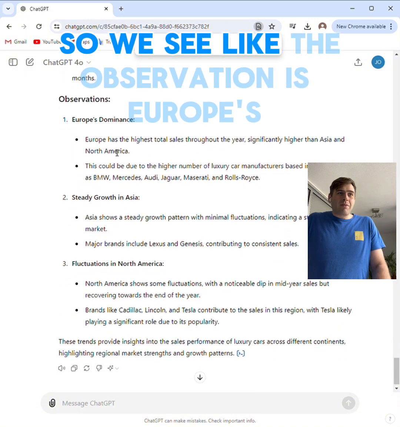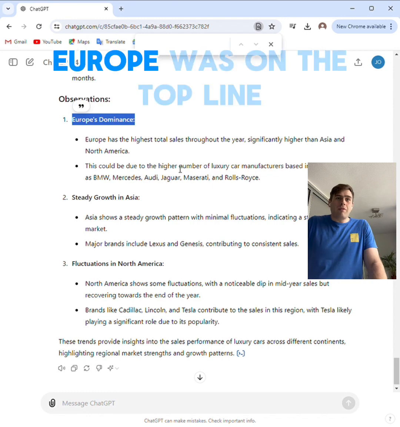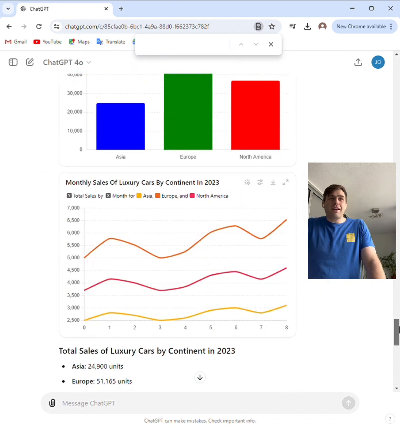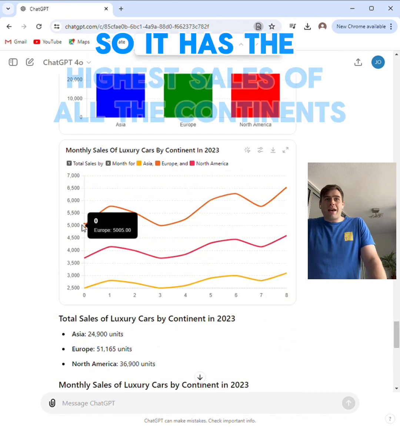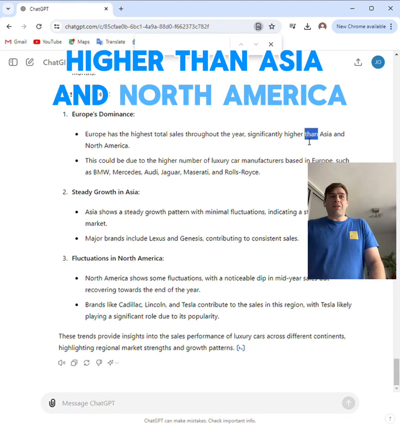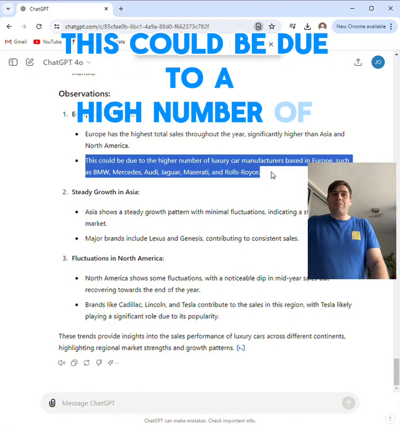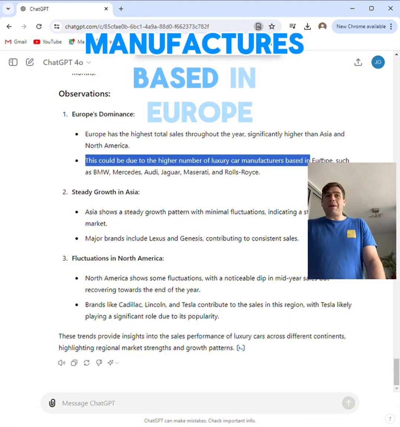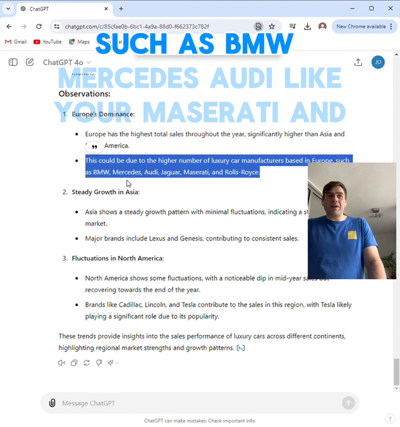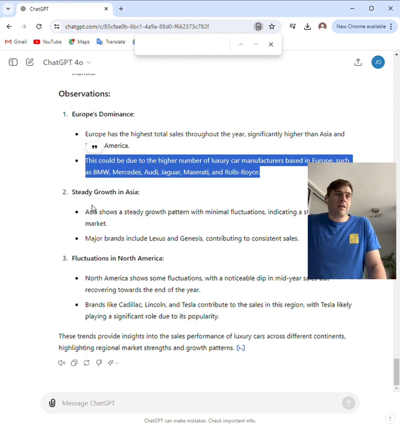So the observation is Europe's dominance. As we just saw, Europe was on the top line. So it has the highest sales out of all the continents, higher than Asia and North America. And it says this could be due to a high number of luxury car manufacturers based in Europe, such as BMW, Mercedes, Audi, Jaguar, Maserati and Rolls-Royce.